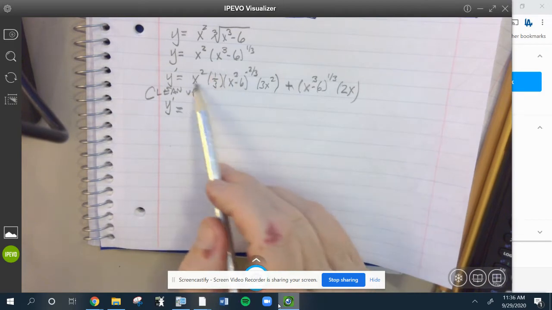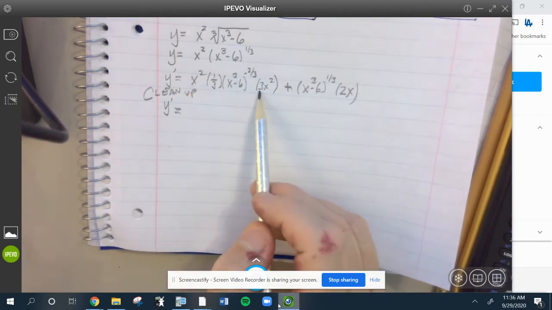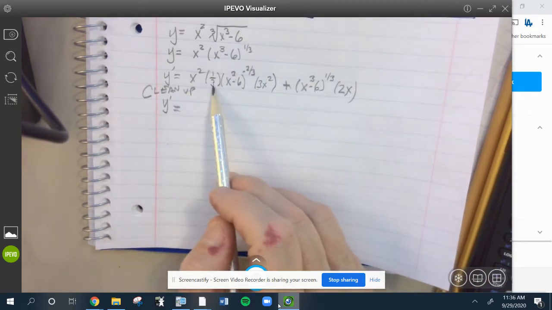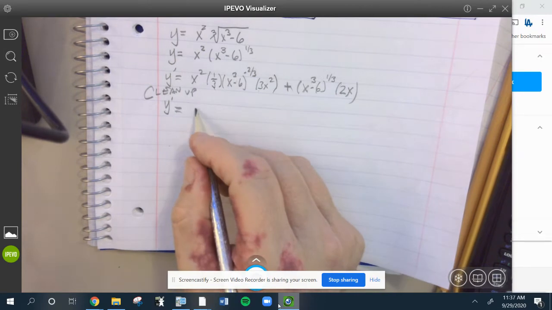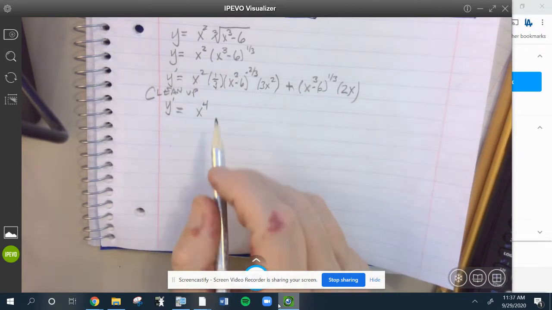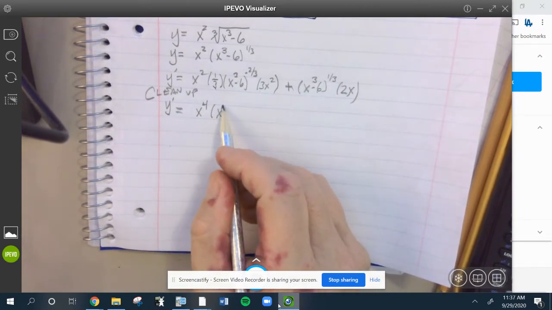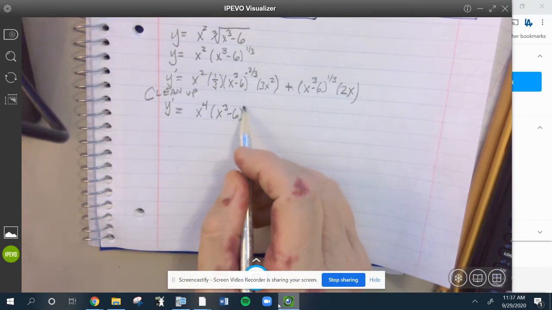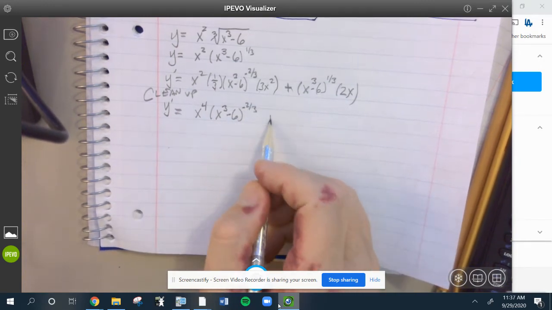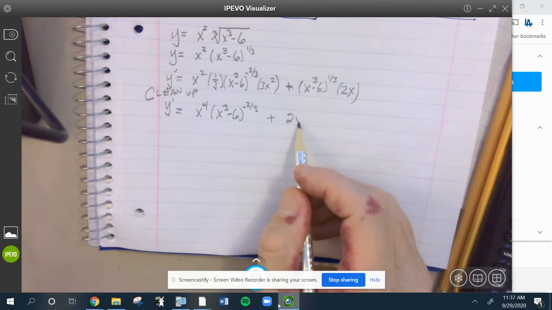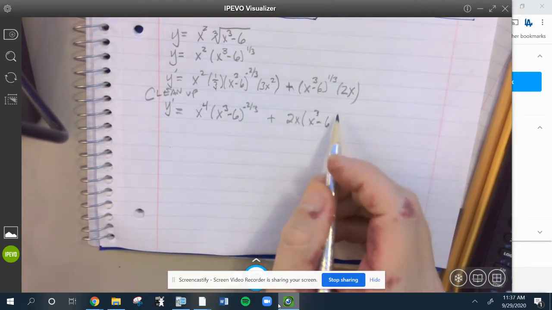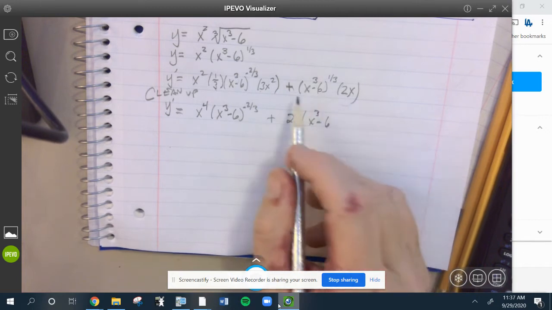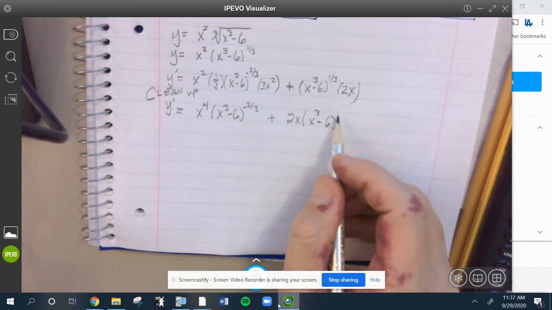This one's going to clean up nicely because we have a 3 times a 1/3, so that's going to eliminate fractions. That should make the simplification a lot easier. We have an x squared times an x squared, which is x to the 4th. So that doesn't look too bad. The next term, there's nothing to do, except, as I like to do, write this single term in front of this binomial.